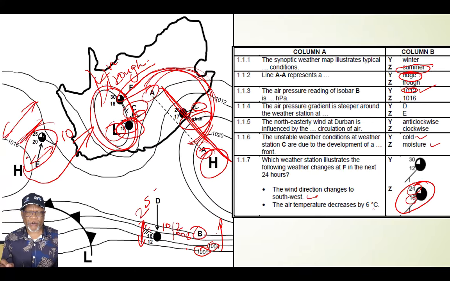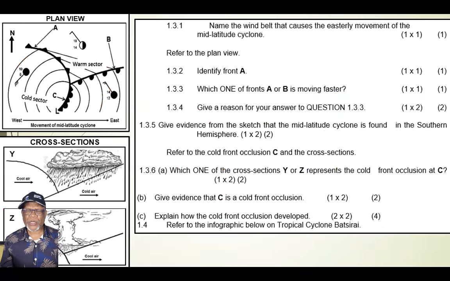So which means the correct answer there will be number Z. Now let's look at the question. It says, name the winds that are responsible for the easterly movement of the mid-latitude cyclone.